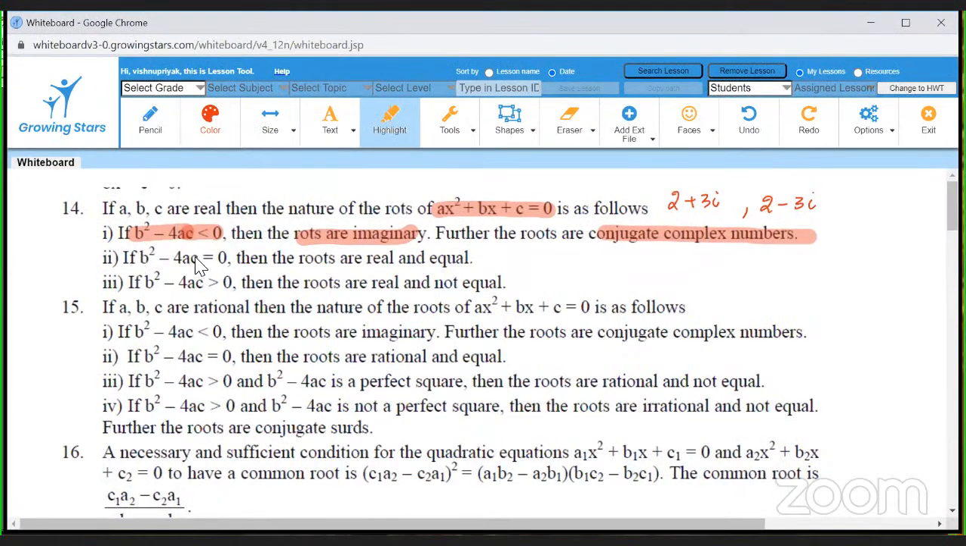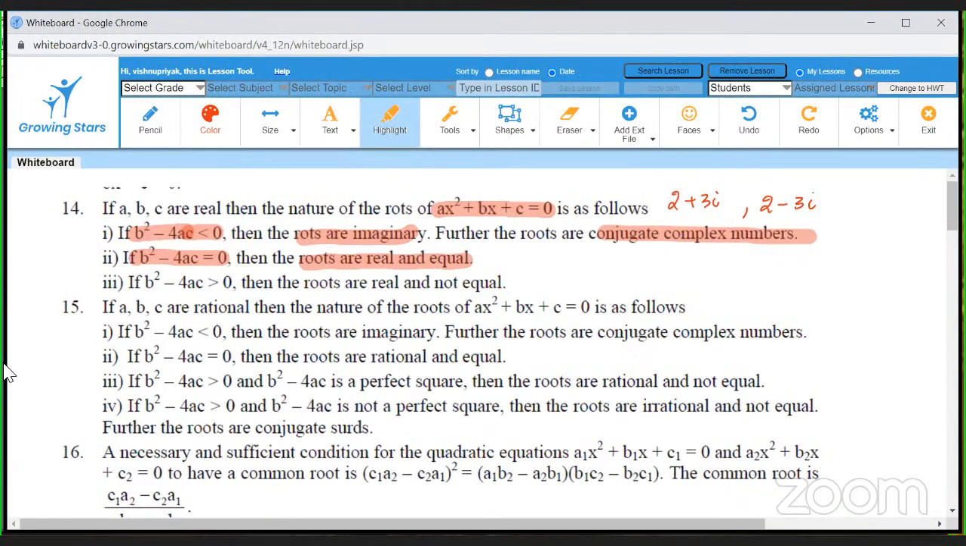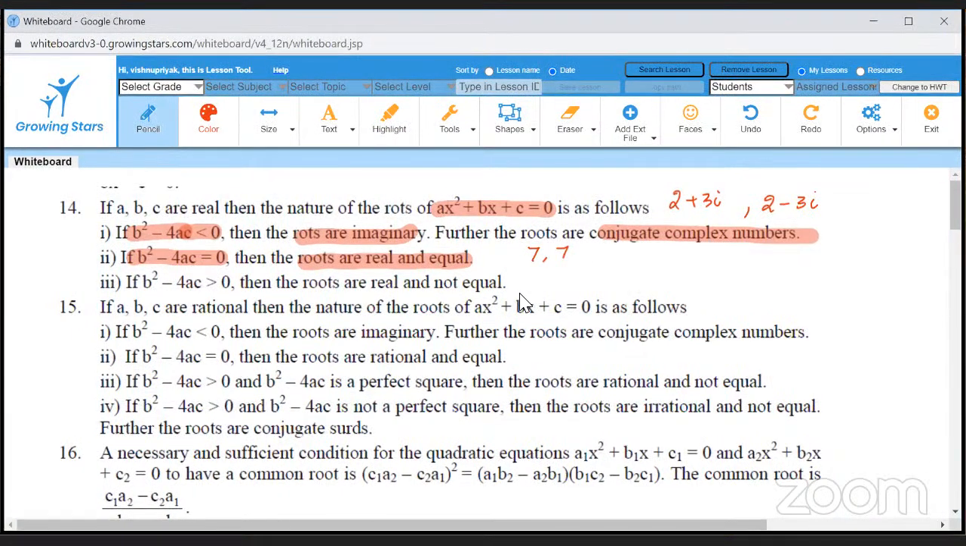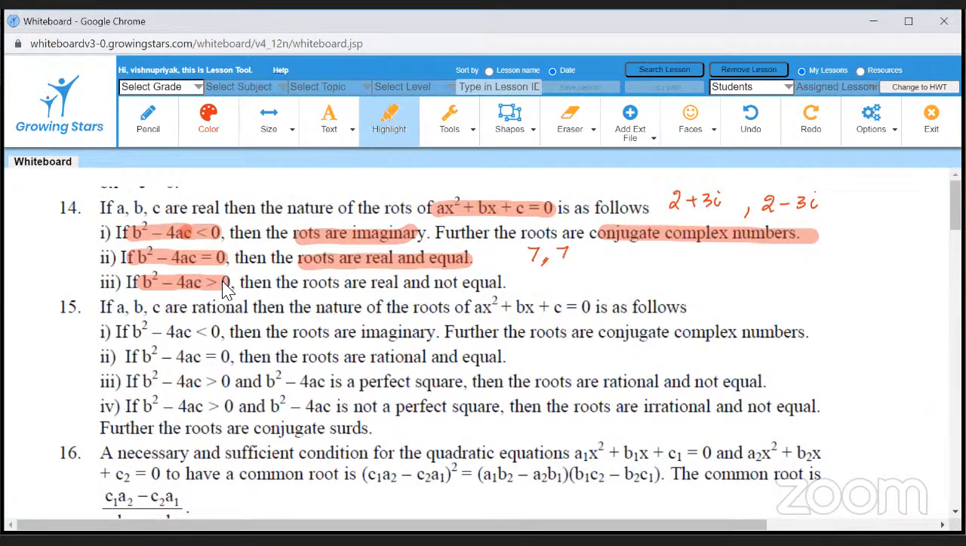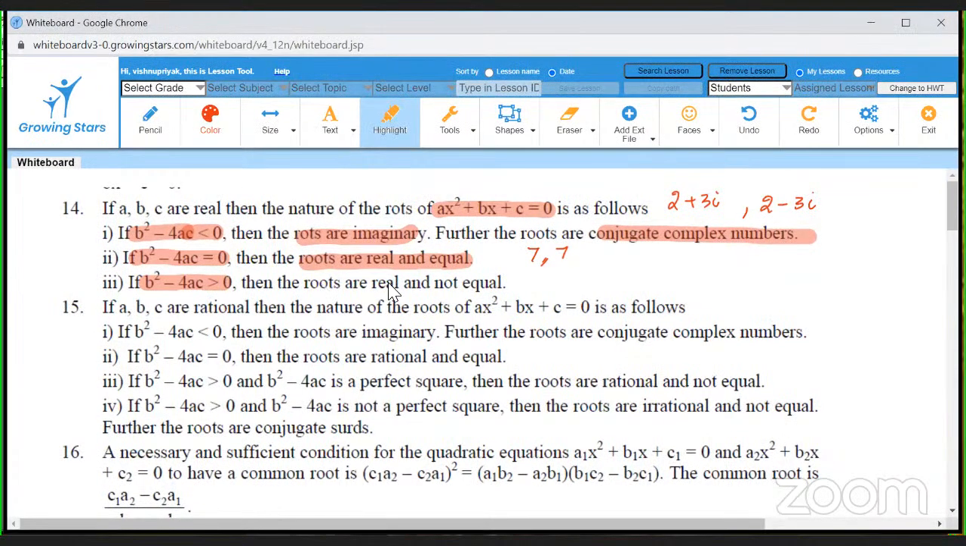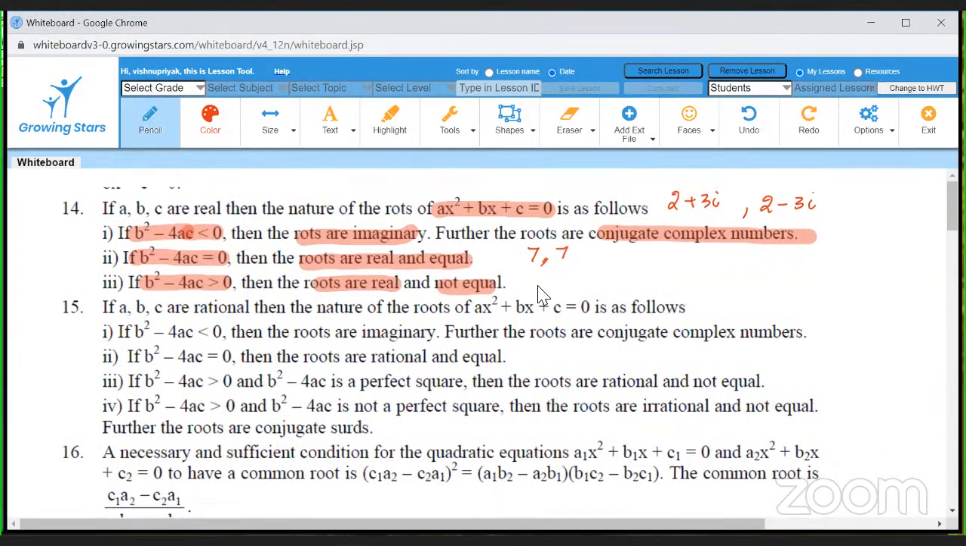If b square minus 4ac is 0, the roots will be real and equal. That means both the roots will be the same, like 7 and 7. Equal roots. If b square minus 4ac is greater than 0, the roots are real but not equal. So the roots will be like minus root 3 or 5, something like this. Real but not equal. They will be different.